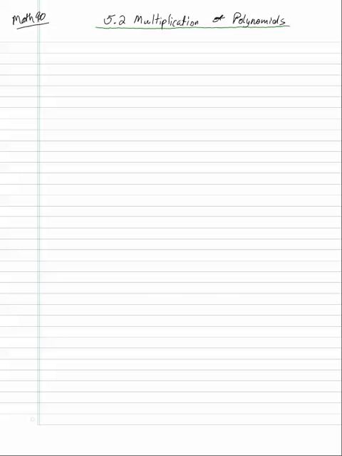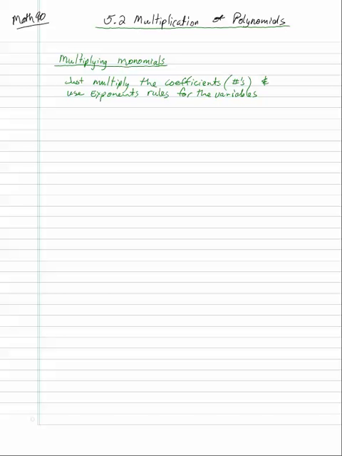So basically we're going to go through all the different types of polynomials. We'll start out with the easiest, monomial with monomial. To multiply monomials, you just multiply the coefficients, the numbers in front, and use exponent rules for the variables. So let's do an example.